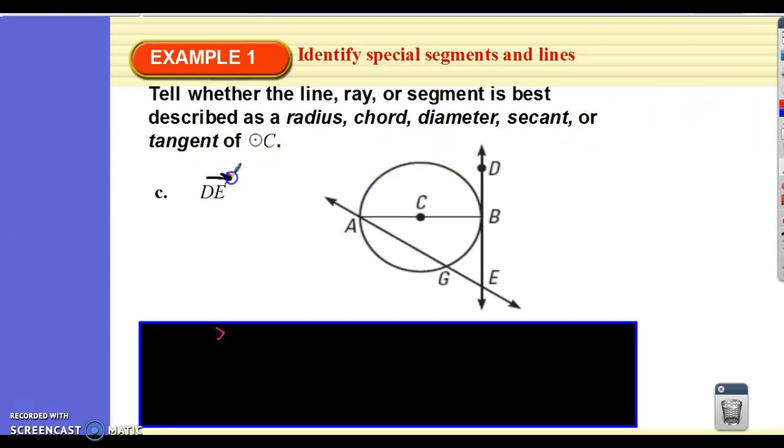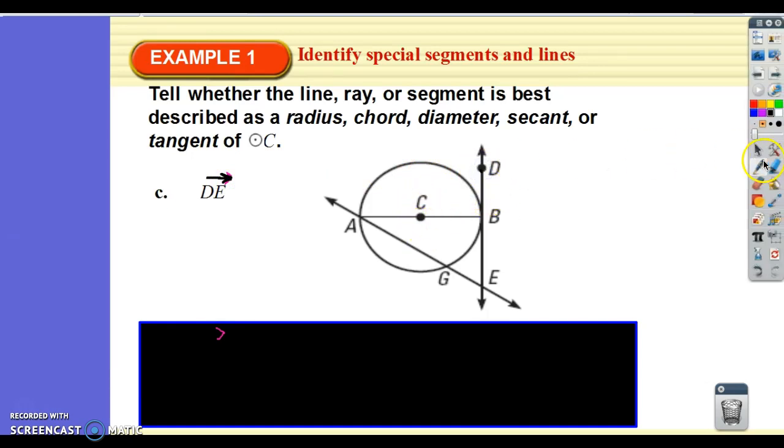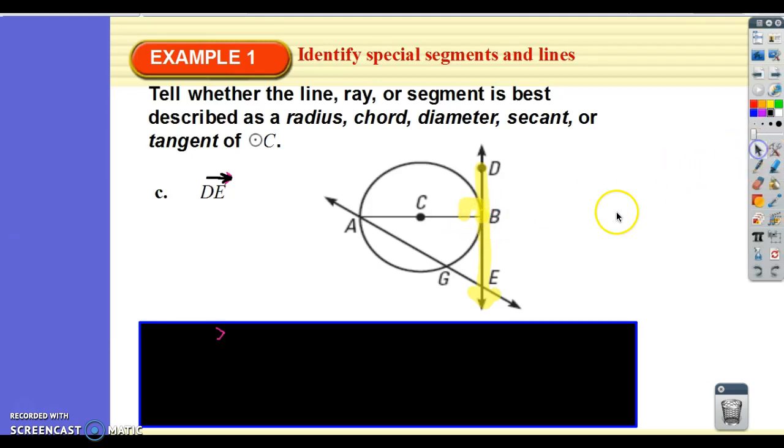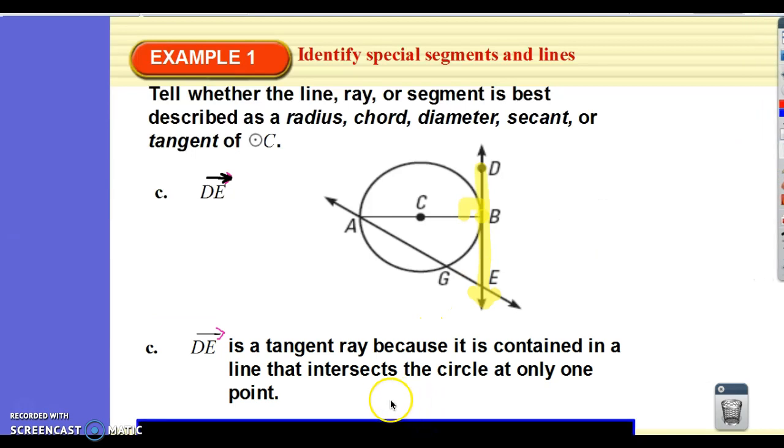Ray DE. It goes from D to E and has an arrow in one direction. This is intersecting the circle at one point. It is a tangent to the circle, so it is always perpendicular to the circle at the point of intersection. So ray DE is a tangent ray because it is contained in a line that intersects the circle at only one point.